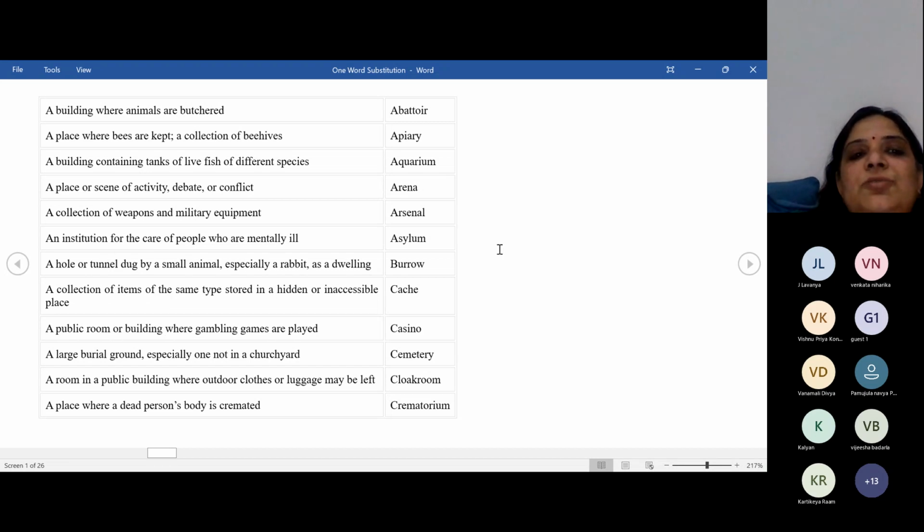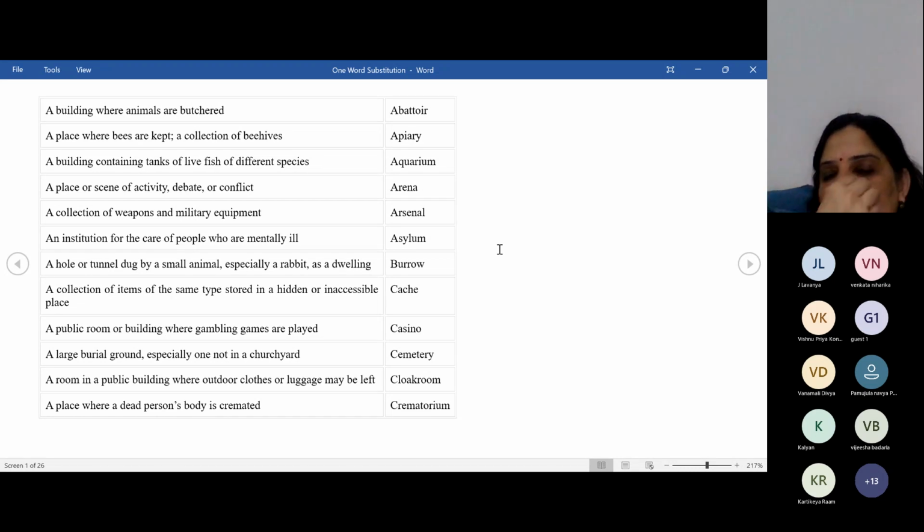A place or scene of activity, debate, or conflict is an arena. Where you just go to that arena where there's some activity going on. We have heard about it, right? A collection of weapons and military equipment is called an arsenal. An institution for the care of people who are mentally ill, an asylum, right? Have you heard about asylum?